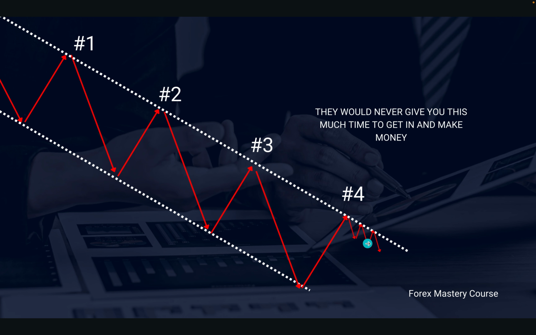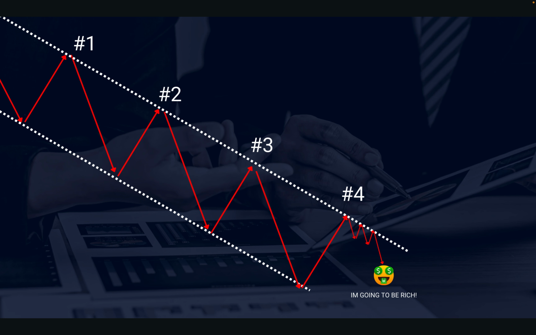In reality, they're giving you time to sell. They're giving everybody that sees this as much time to sell as they want. They're making them believe that this trend line, because it was tapped here, here, here, and now multiple times here, that it is very strong, right? You might as well sell here because that's an obvious sell, right? I'm going to be rich. That's what everybody thinks.